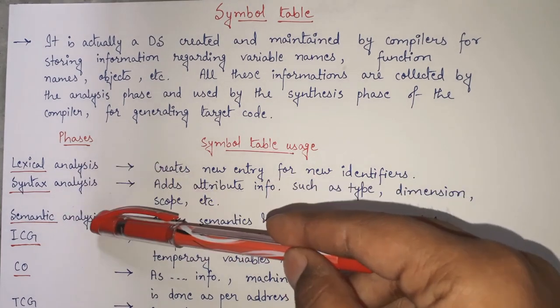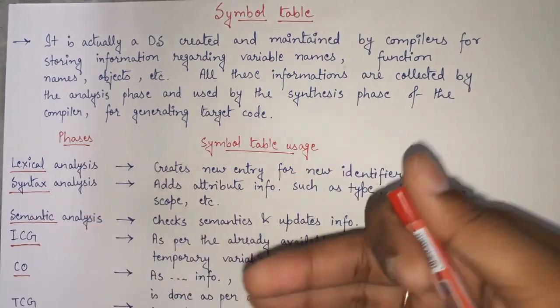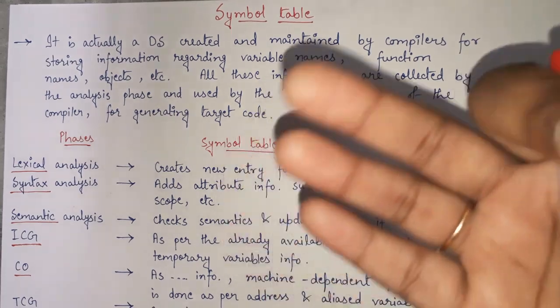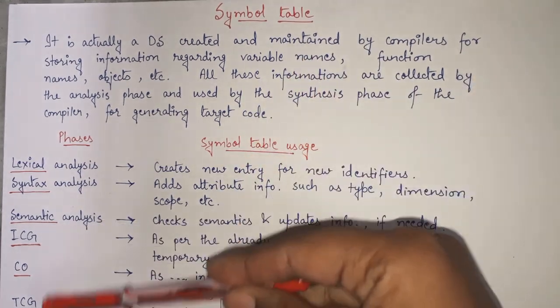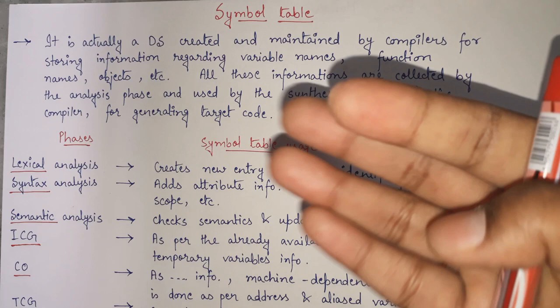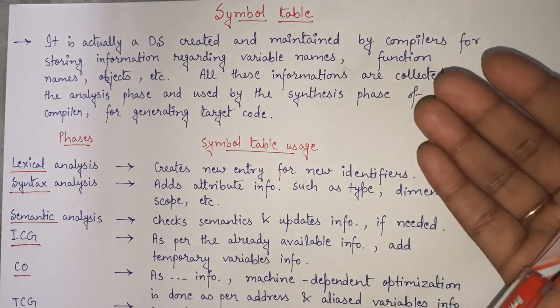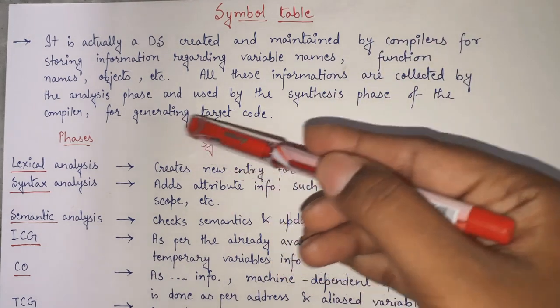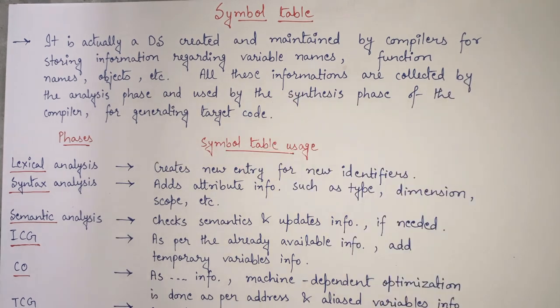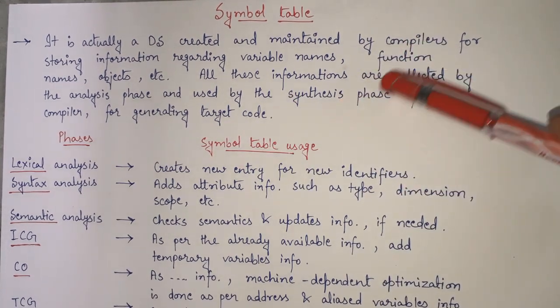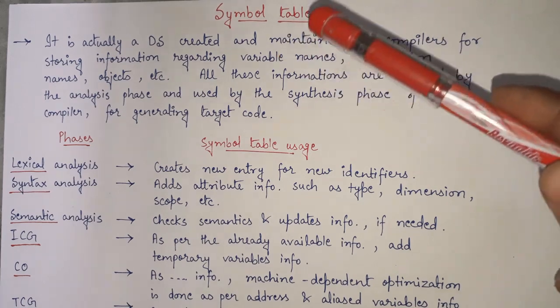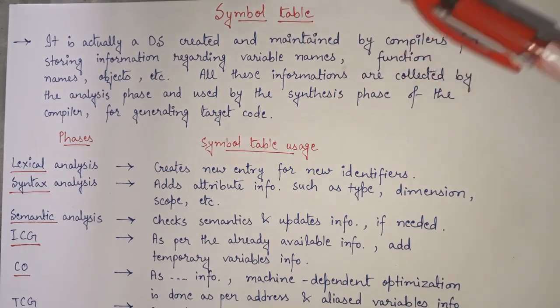The first 3 phases will insert the data or the information into the symbol table, and the later 3 phases will use that inserted information from the symbol table for generating the ultimate target code that we want. Fine. So this is the main concept of symbol table, why it is there, why it is useful.